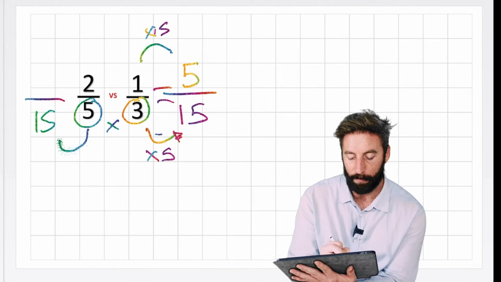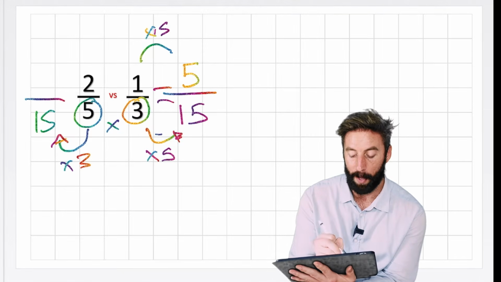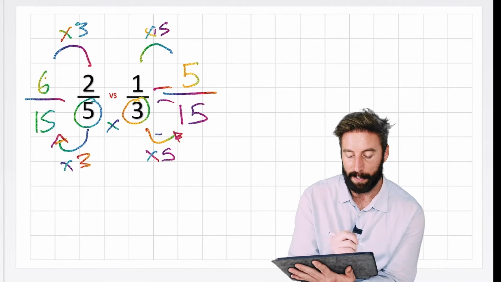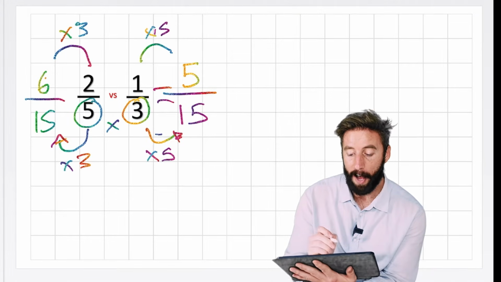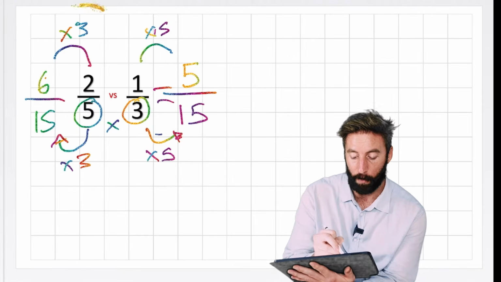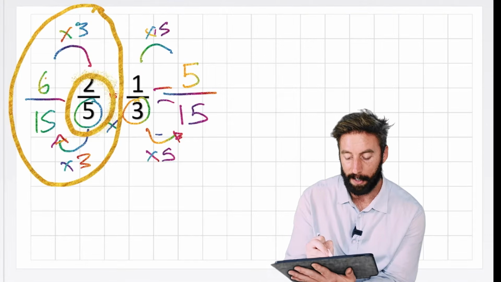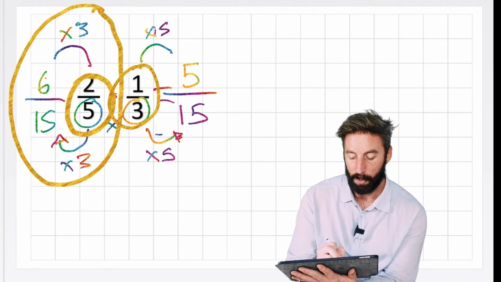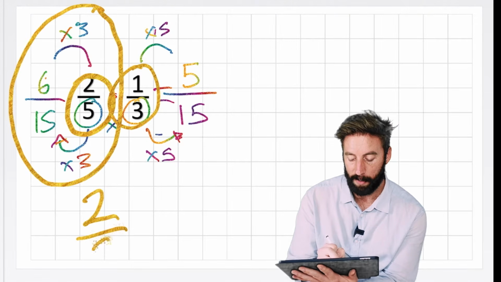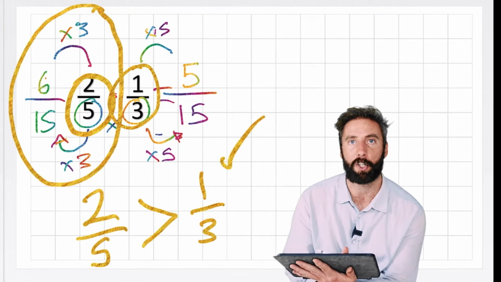Okay, well, how did I get from 5 to 15? I multiplied by 3. Therefore, what I did to the denominator, I now need to do to the numerator, times it by 3. 2 times 3 is 6. Okay, so now I'm at this point, I can clearly see again that I have 6/15 or 5/15. Therefore, my 6/15 has the greater value. 2/5 has a greater value than 1/3. So I would write it like this. 2/5 is greater than 1/3. And I'd give myself a nice big shiny gold tick.